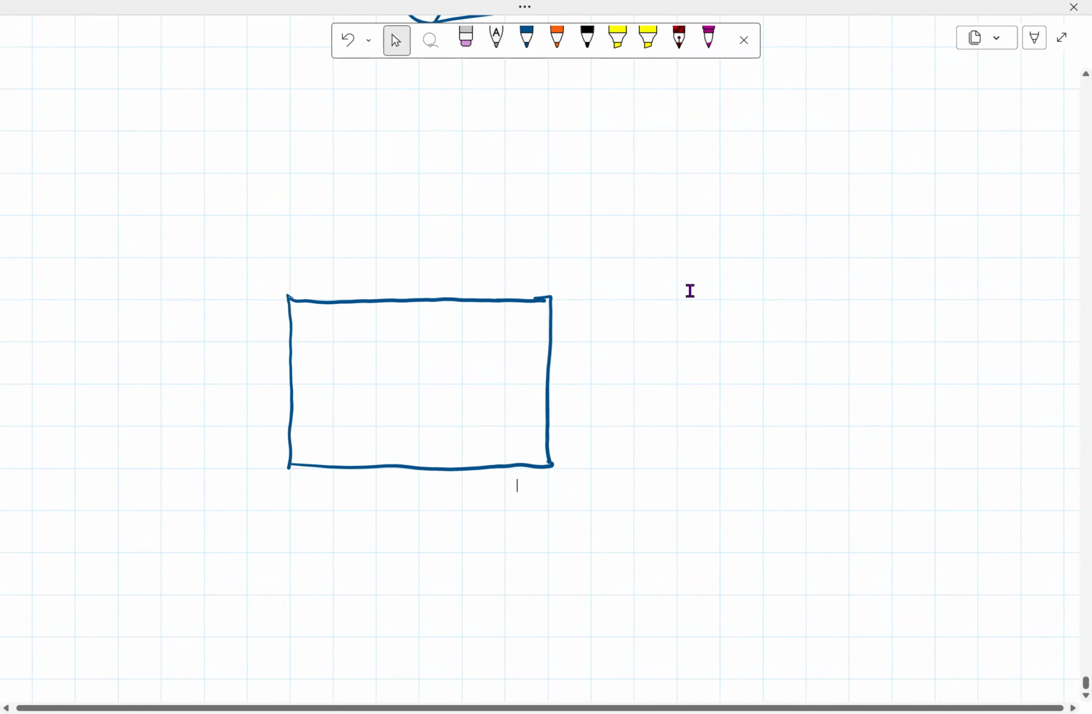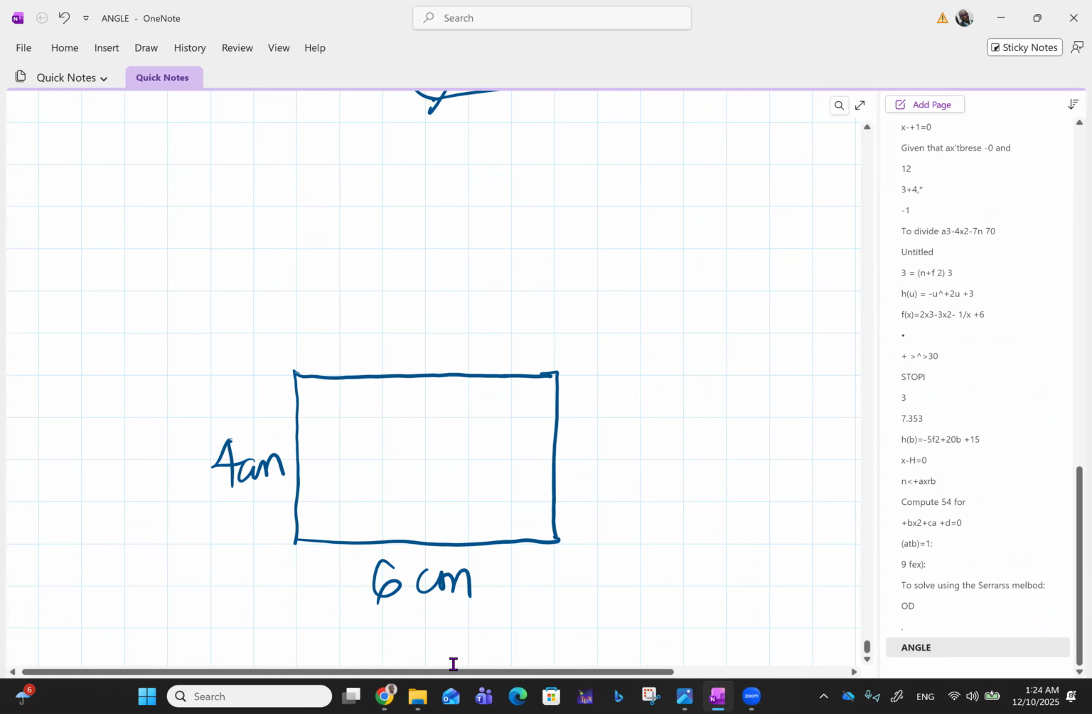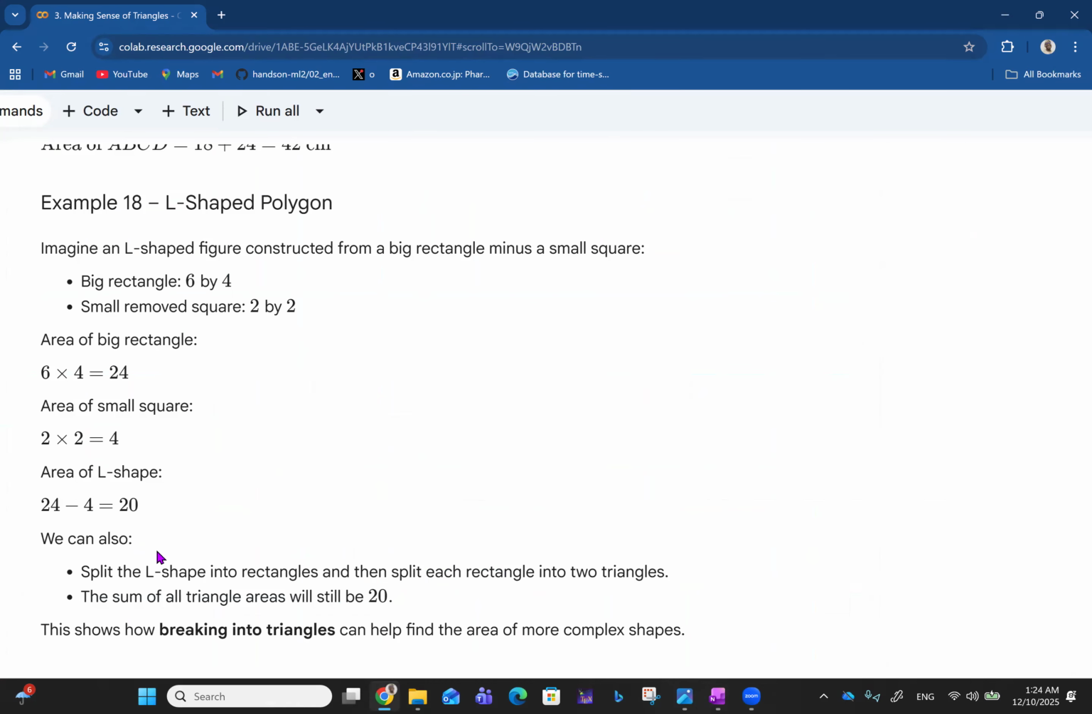So in fact, let me use this grid. 3, 4, 5, 6. Then by 4, 1, 2, 3, 4. So this is a rectangle, okay, 6 by 4. So this is 6 centimeters and this is 4 centimeters. Okay. Now we want it to be an L-shaped figure.